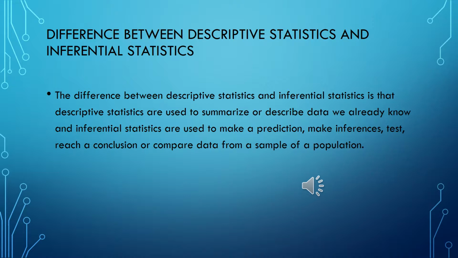The difference between descriptive statistics and inferential statistics is that descriptive statistics are used to summarize or describe data we already know, and inferential statistics are used to make a prediction, make inferences, test, reach a conclusion, or compare data from a sample of a population.